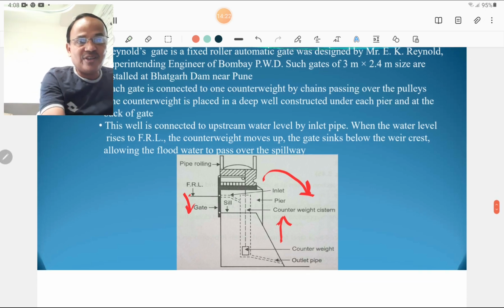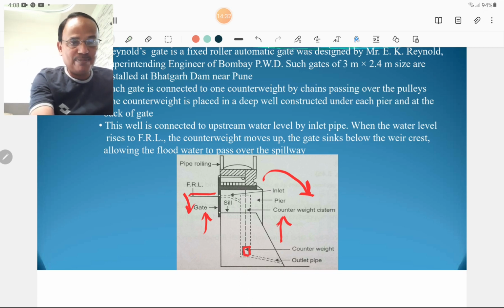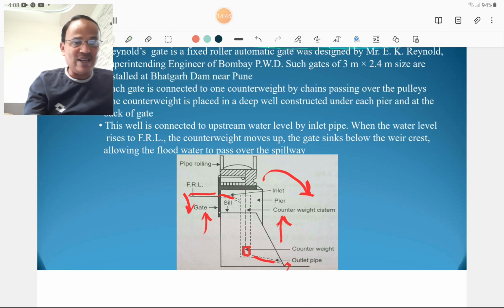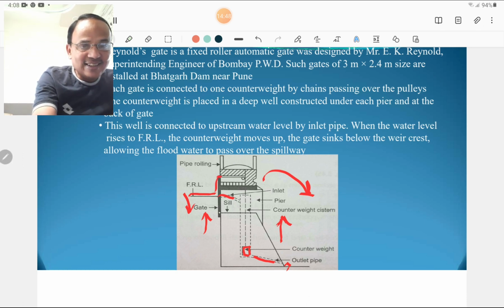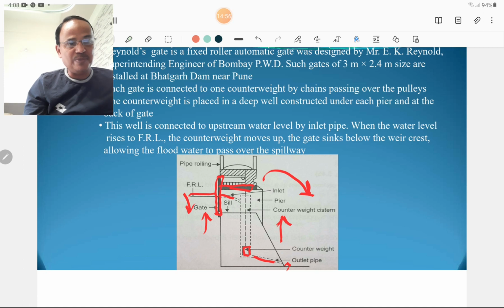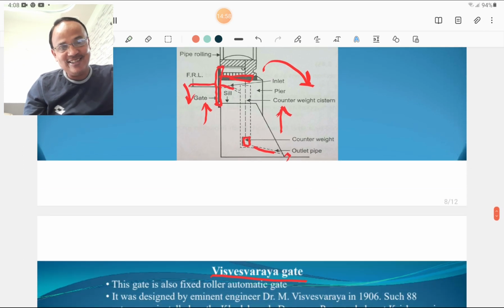So this is the full reservoir level. When the water rises up, then this is the counterweight as shown here. This counterweight also rises up, which allows the water to pass through this inlet and go to the downstream side through this outlet, and such an arrangement is made in the Reynolds gate. This one is the gate, and the size of this steel plate is 3 meter by 2.4 meter. So you must know the Reynolds gate.